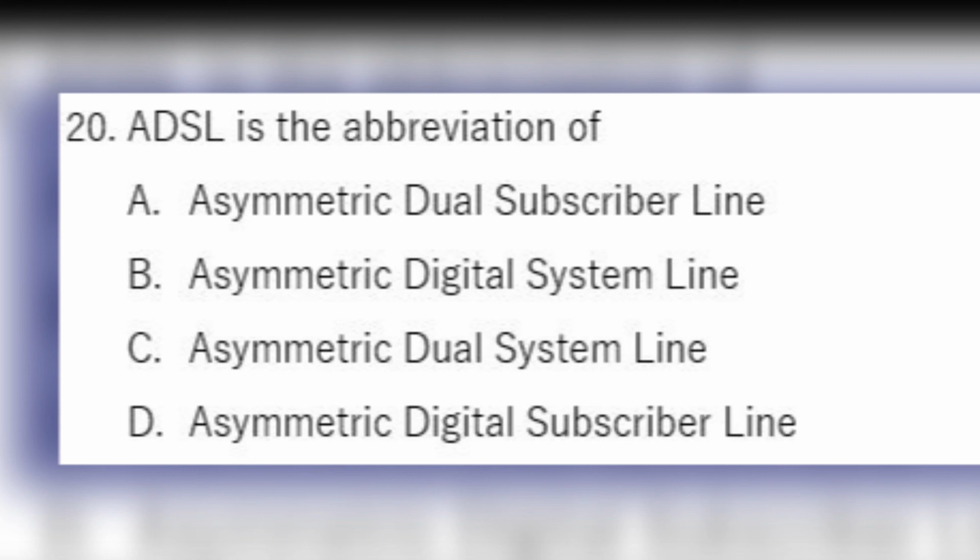Question number 20. DSL is the abbreviation of A. Asymmetric dual subscriber line. B. Asymmetric digital system line. C. Asymmetric dual system line. D. Asymmetric digital subscriber line. The correct answer for this question is choice D. Asymmetric digital subscriber line.